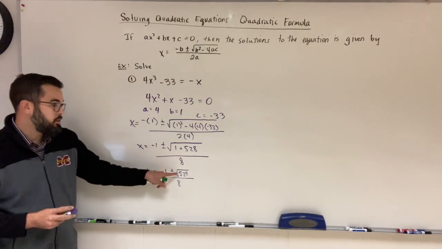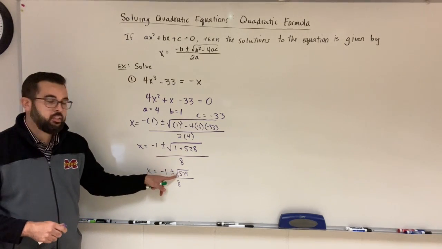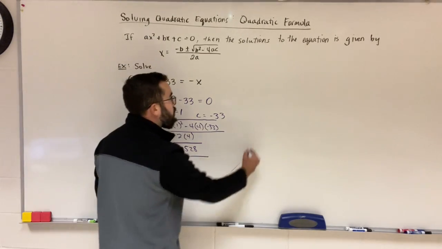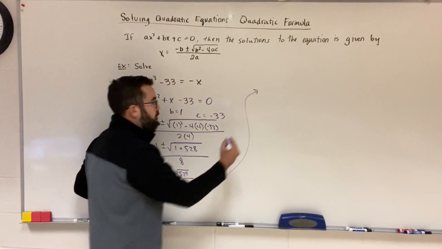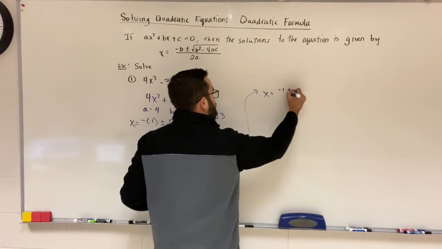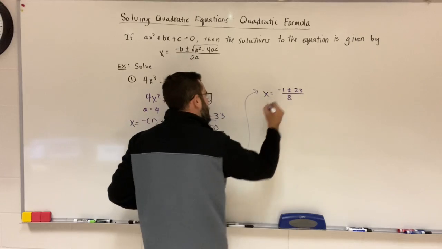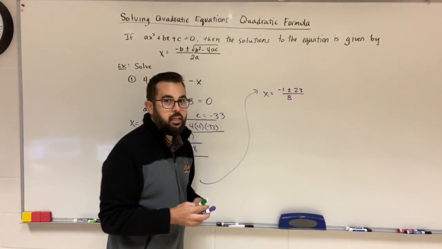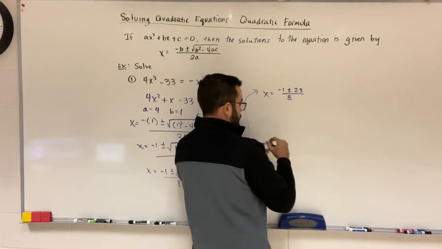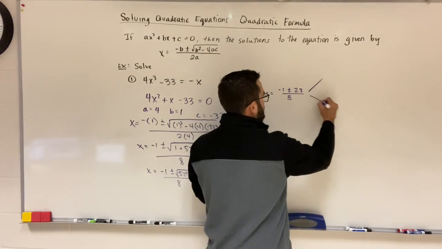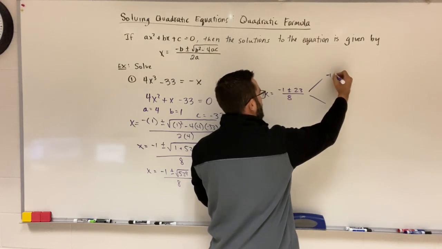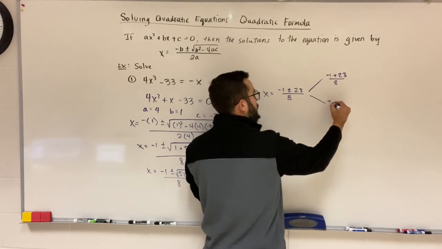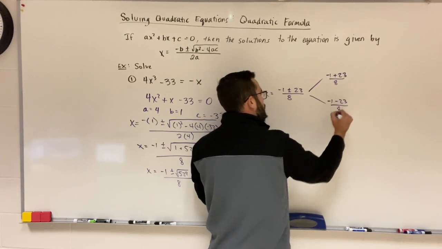All right, then I would use a calculator to see if that's a perfect square. Turns out that it is a perfect square, and since I'm running out of board space, I'm going to continue up here. Okay, so I have x equals negative 1 plus or minus 23 all over 8. And now, since we have all numbers that can be combined, I'm going to go ahead and combine those. So I'm going to split this into two different expressions, one being negative 1 plus 23 over 8, and negative 1 minus 23 over 8.